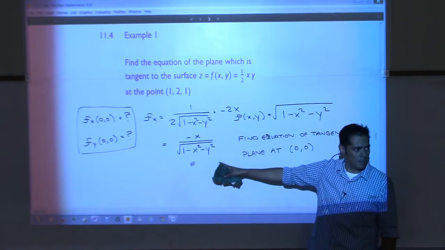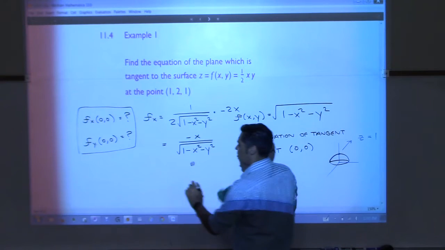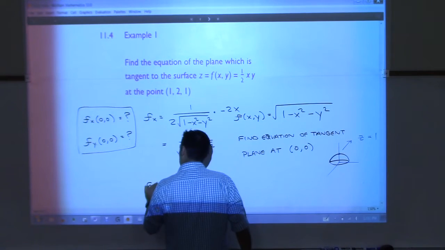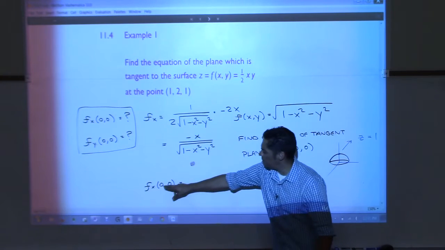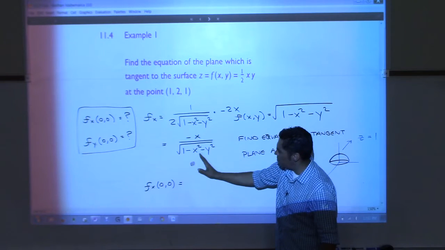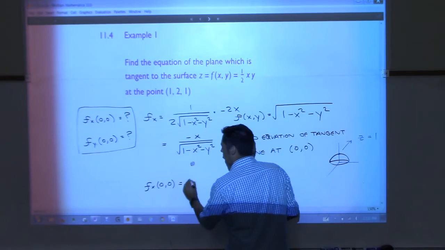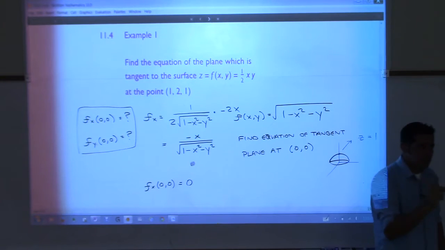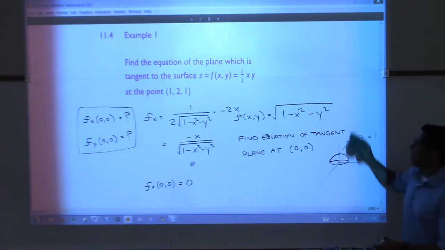Everyone agree with this? Now that we've got it up here, let's figure out what the partial with respect to x is when you plug in 0, 0. Well, you're going to plug in 0 for x and 0 for y. So 0 up here, we get 0. Let's just make sure we don't get division by 0 here. We're okay? That's 1. That's 1, so we get 0 here. So that means the normal vector that we're looking for, the first component is 0. What's the second component?